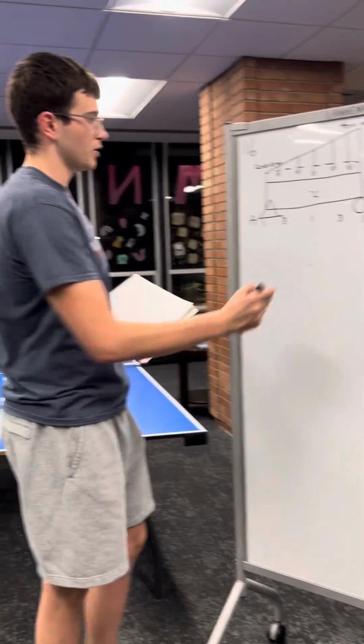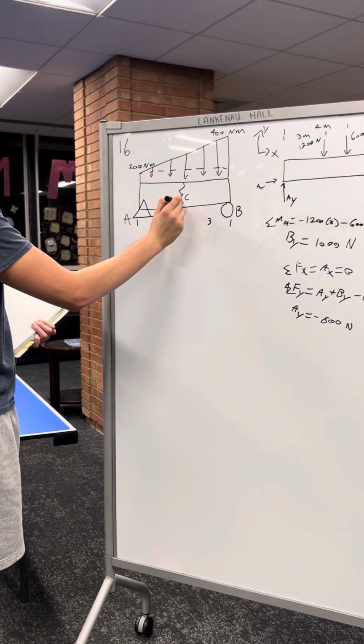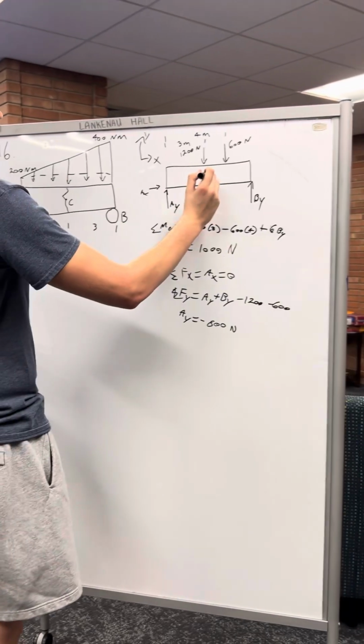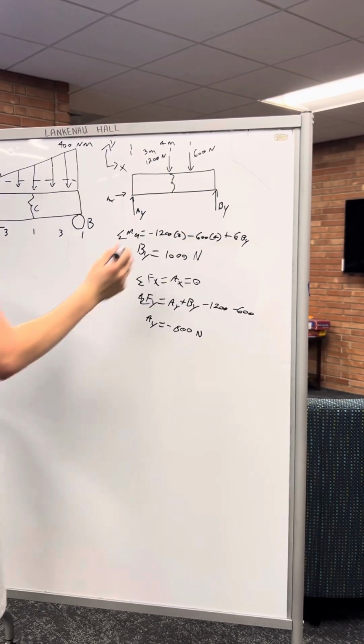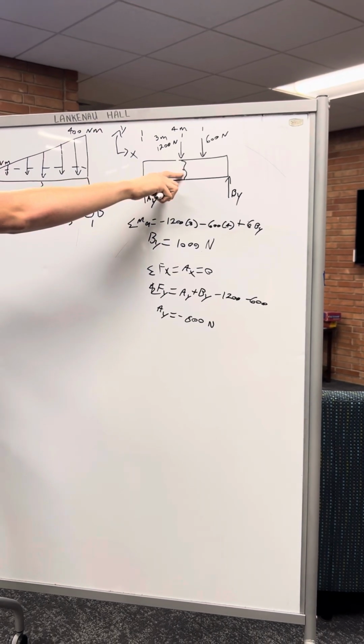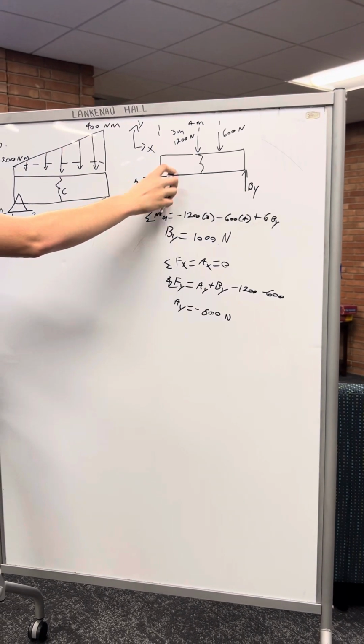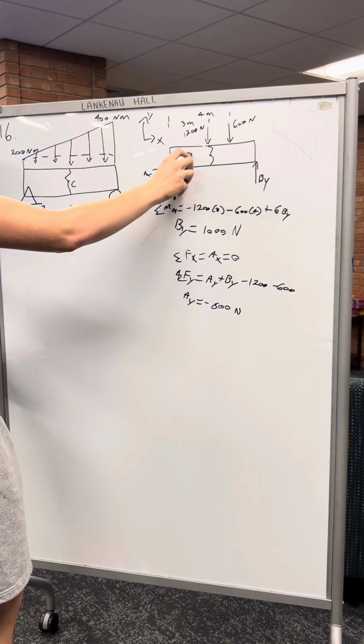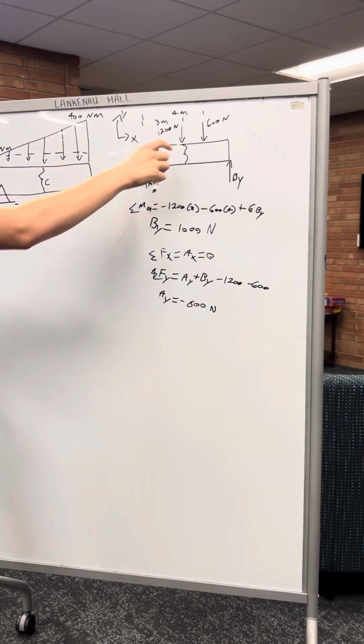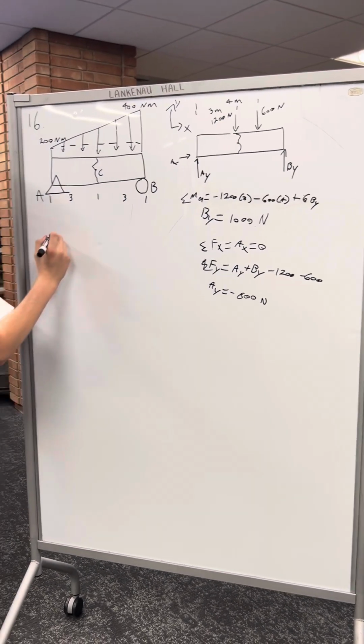After that, it asks for the shear, the bending moment, and the normal force at point C. So what we want to do is break point C, and we can do that over here on our free body diagram. We're going to take the left side of point C because there's a force in the X direction, and we're going to redraw that over here.